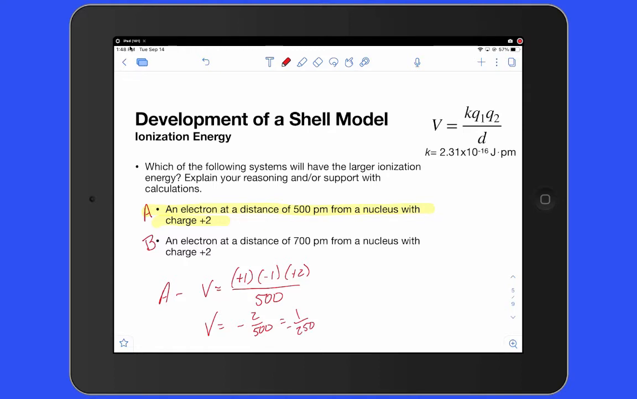No, that's a 0.0025. It's a quarter. No, I can't do the math in my head. I should be able to, but I can't. 1 divided by 250? Yeah. It's 0.004.